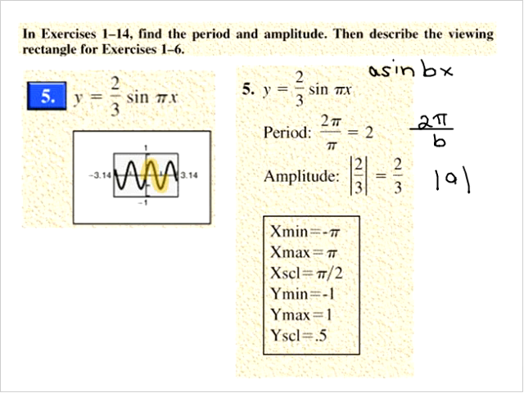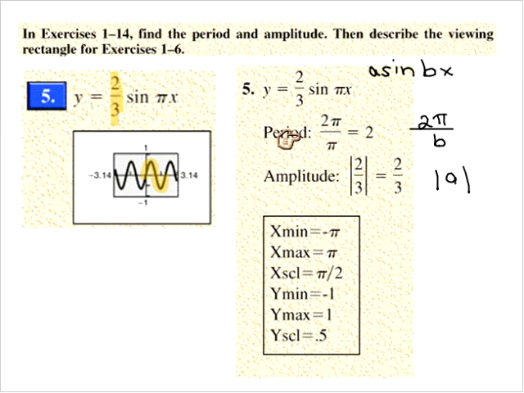All right, so let's take a look here. I always think that amplitude is the easiest to find because amplitude is just the absolute value of A. And what's in front of your sine? Well, 2/3, so the absolute value of 2/3 is just 2/3. So half your height is 2/3 there.